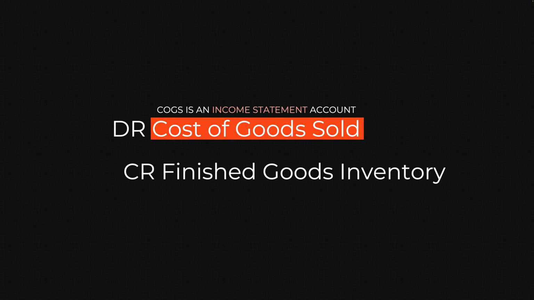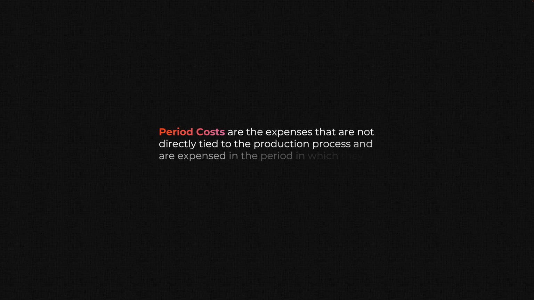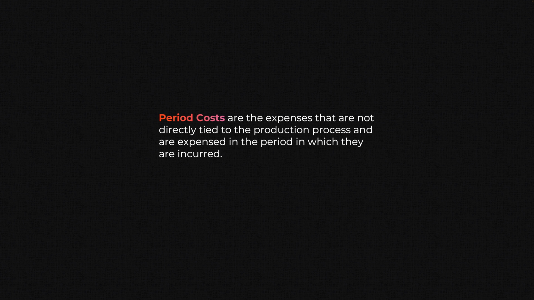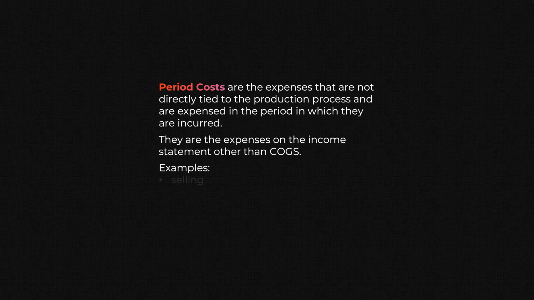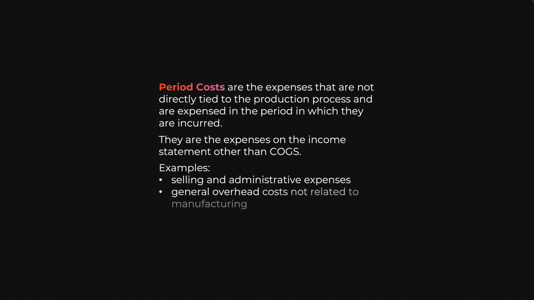Now's a good time, speaking of the income statement, for us to discuss period costs. Period costs are the expenses that are not directly tied to the production process and are expensed in the period in which they are incurred. They are the expenses on the income statement other than COGS. Some examples: selling and administrative expenses, and general overhead costs not related to manufacturing. So this would be overhead, OH, not to be confused with manufacturing overhead, which is MOH.